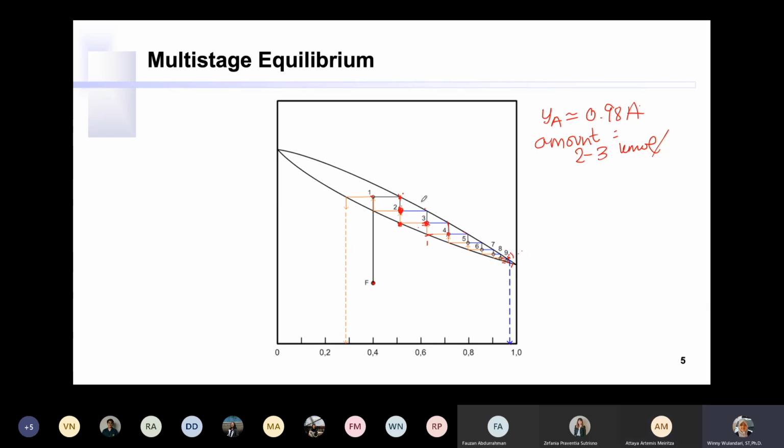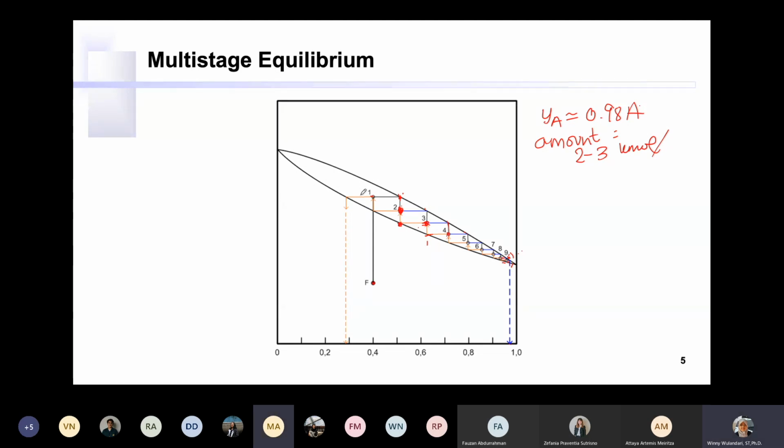Okay. This is called the enriching section, and next week we can start on the stripping section, about this area, how to also strip the A. We call it stripping section, or pelucutan. How to strip the A, and we end up with the bottom product. Any other question?